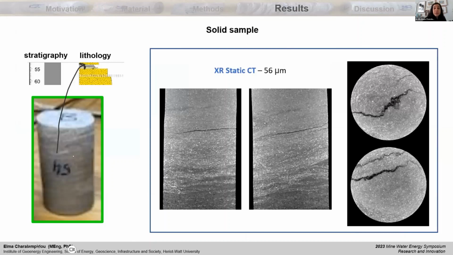Sample 54 is somehow different. It has a low porosity material at the bottom and higher porosity at the top. And we observe some horizontal or semi-horizontal low density zones, very thin zones. Here you can see the cross sections of these zones. These are possibly some coal seams or some fractures which have been sealed.